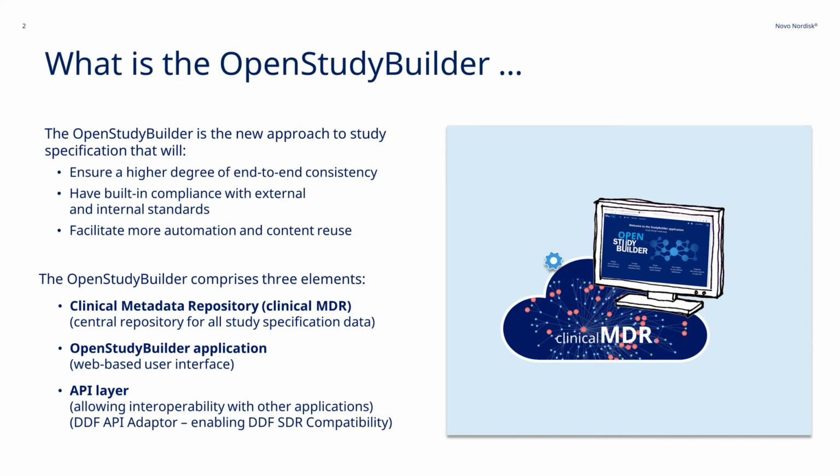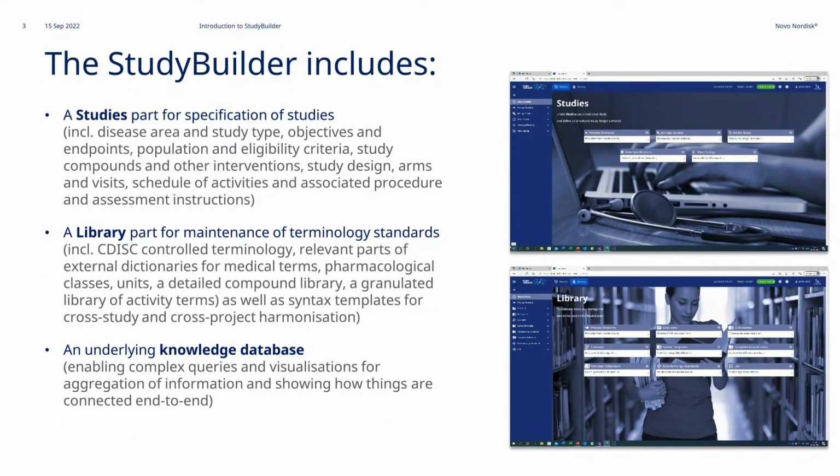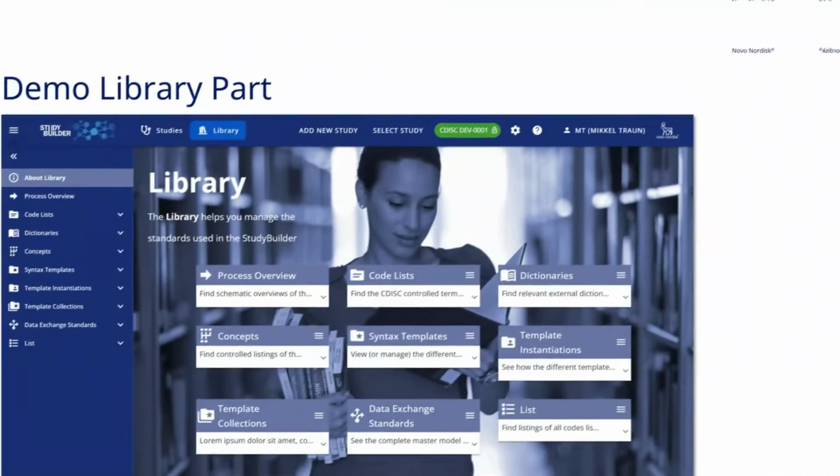So what is OpenStudyBuilder? It's a new way of making study specifications, based on entering data standards, ensuring consistency and compliance, facilitating more automation and content reuse. The studies part we demonstrated in the first video. The library part supports management of industry standards as well as sponsor-defined extensions. This will enable the OpenStudyBuilder to be a knowledge graph of all study specifications and can act as a FAIR-based repository. Let's have a look into the library module.